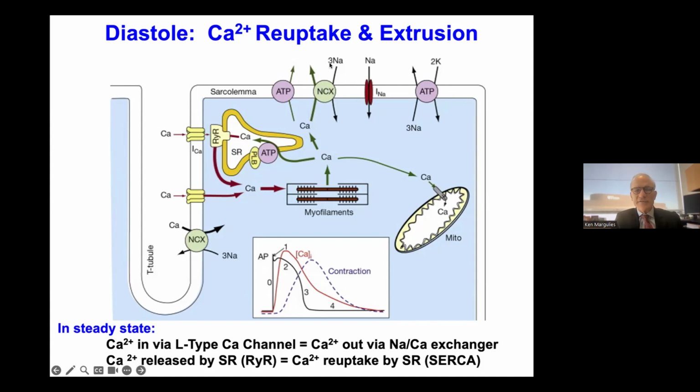And that extrusion is favored by the repolarization of the cell membrane at the end of the action potential. So in steady state, you can imagine that there's a certain amount of calcium entering the cell via the L-type calcium channel, and at the end of the cycle, that has to be extruded via the sodium-calcium exchanger. But there's a much larger amount of calcium that got released via the ryanodine receptor in the process of calcium-induced calcium release, and that got taken back up by the sarcoplasmic reticulum calcium ATPase, SERCA, back in there.